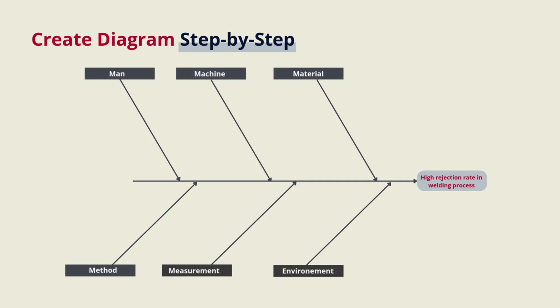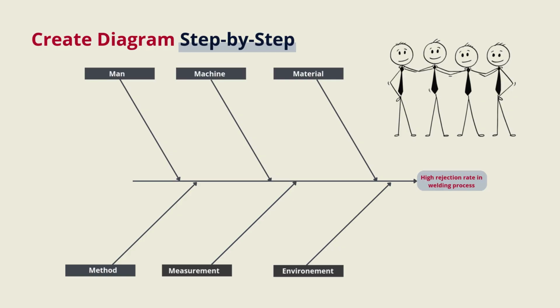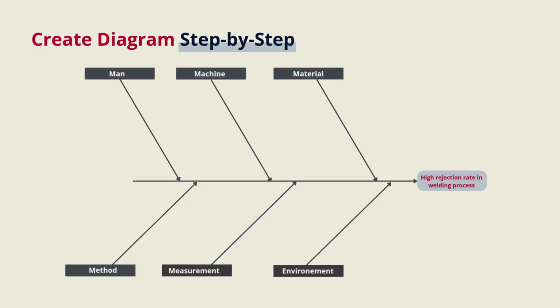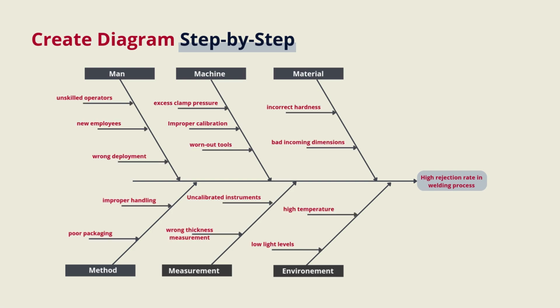Get your cross-functional team together: production, quality, maintenance, and design. List every possible reason under each branch. Use brainstorming. Step 5. Add subcauses. Go one level deeper. For instance, under machine, add improper calibration, worn-out tip, or low pressure, and many more as per brainstorming discussion.